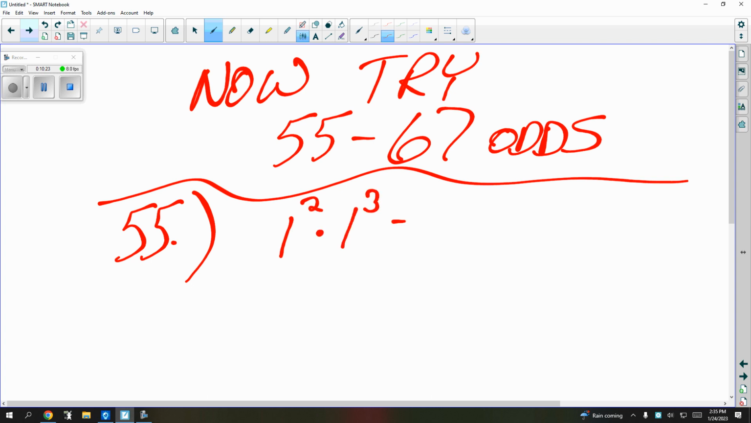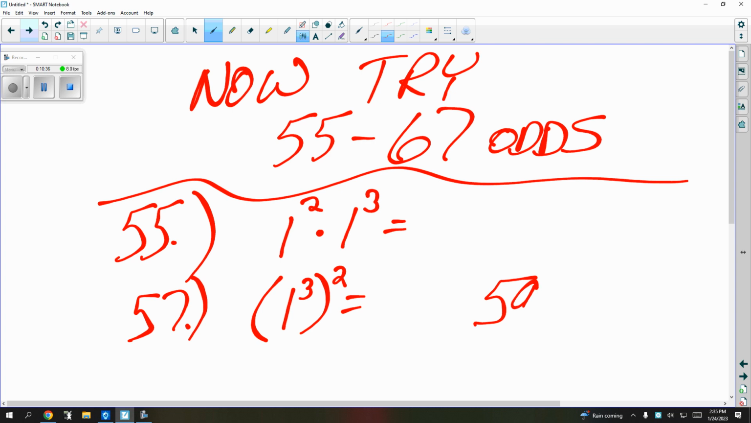And I want you to figure that out. Or number 57, it's going to be 1 cubed squared. Or 59, it's going to be, okay, 1 times 2 squared squared. Very easy, okay? So you just plug those in for 59 and 61. Calculate those. Those will take you a whopping 3 seconds a problem. Then do number 63, 65, and 67.